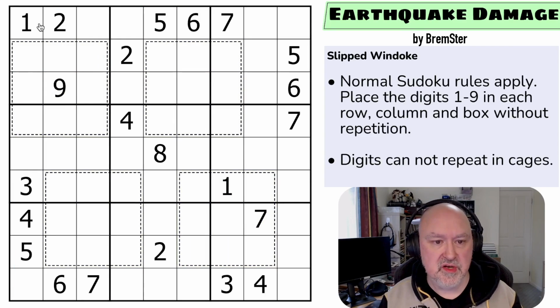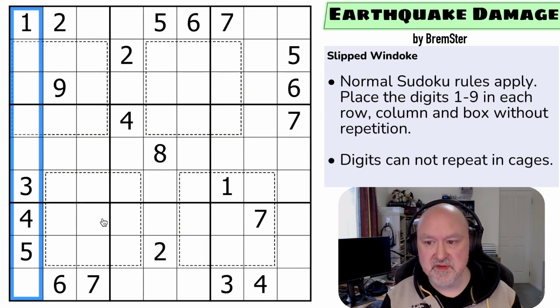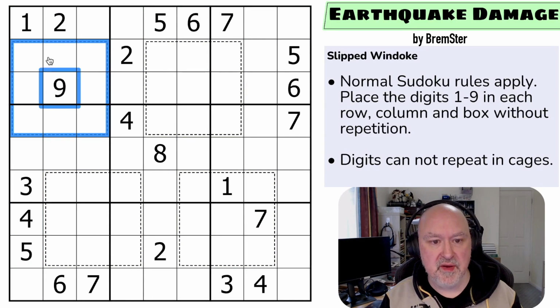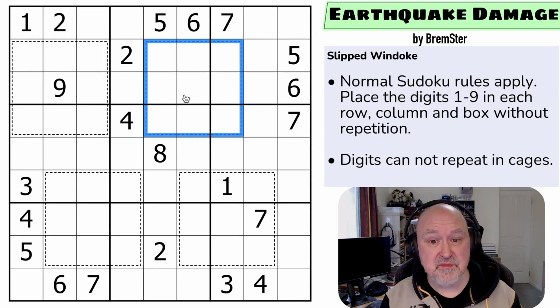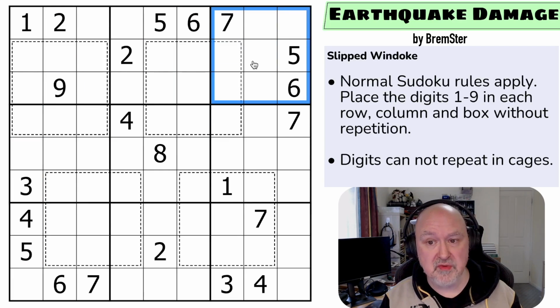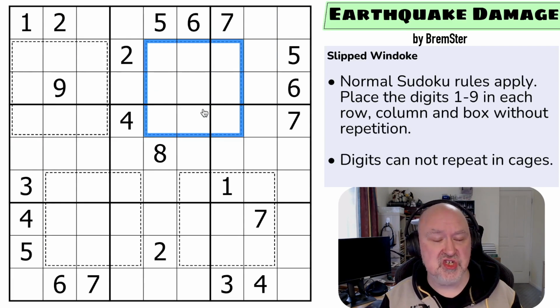Normal Sudoku rules apply. So in every box, in every row, and in every column, the digits 1 to 9 must be placed without repetition. Also, digits cannot repeat within cages, and all of these cages are effectively the same shape as the boxes of the Sudoku, and because they're 9 cells, that means they must contain the digits 1 to 9 without repeats as well.